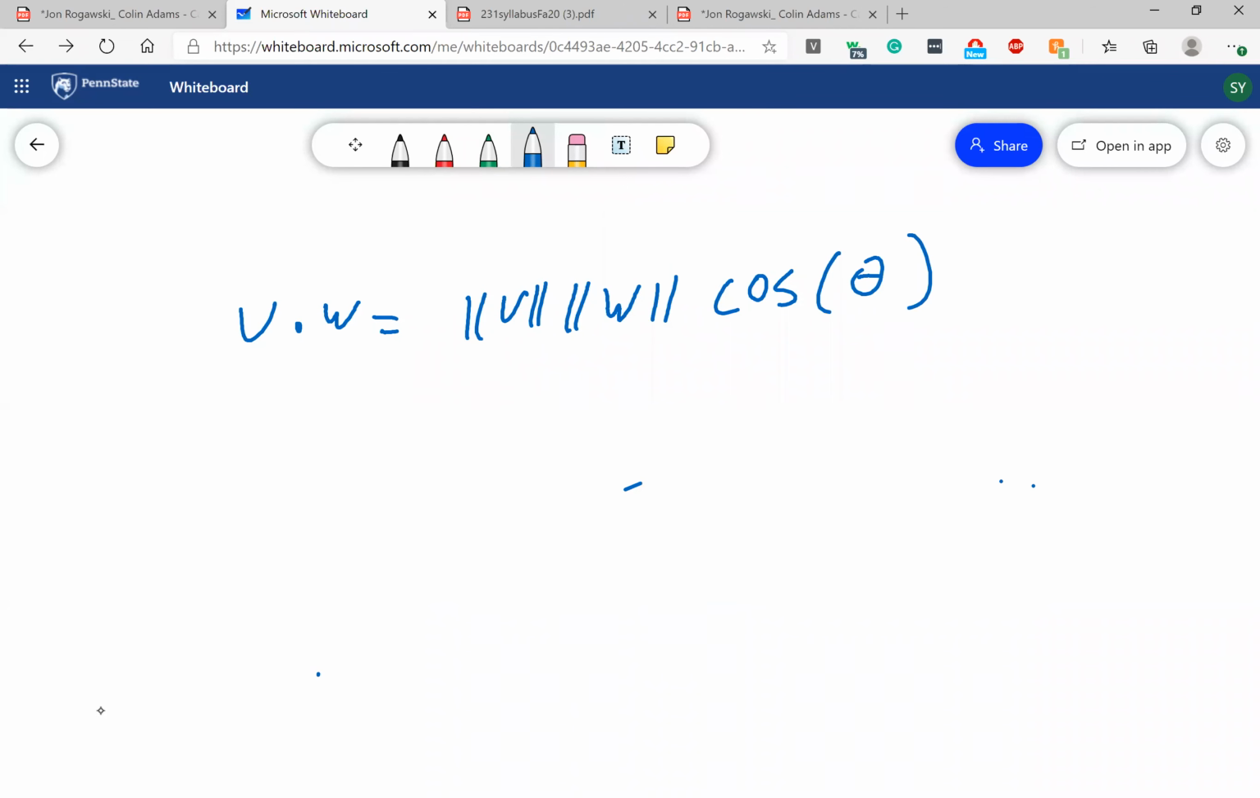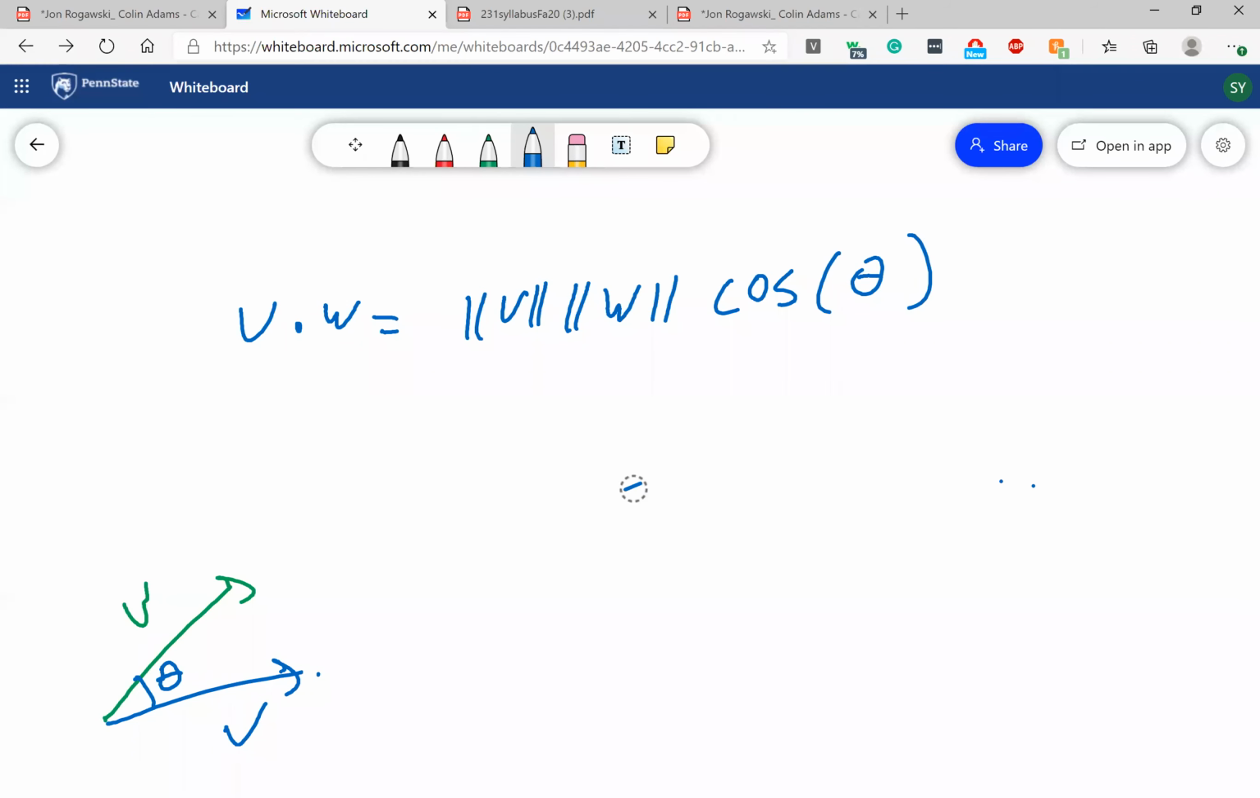So if you have two vectors, here they are. This is the vector v, and this is the vector w. And they have some angle over here. So here's my angle between them. And I want to find this angle. Well, first we have the following equation.